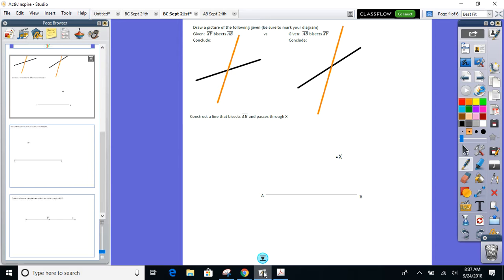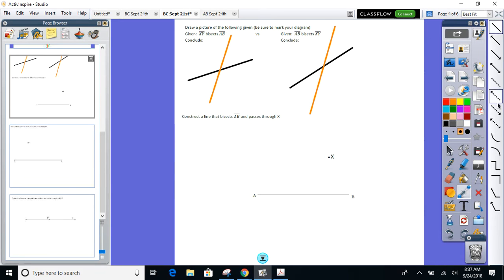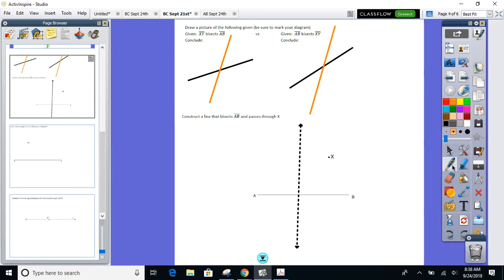So we have a construction where you open up your compass more than half the length, but that'll only get me that. What's the problem with that line? What's my problem with that line right there? Doesn't go through where? Doesn't go through X. Everyone agree? Does not go through X. But though, it does go through the what of AB? The midpoint, which I need.